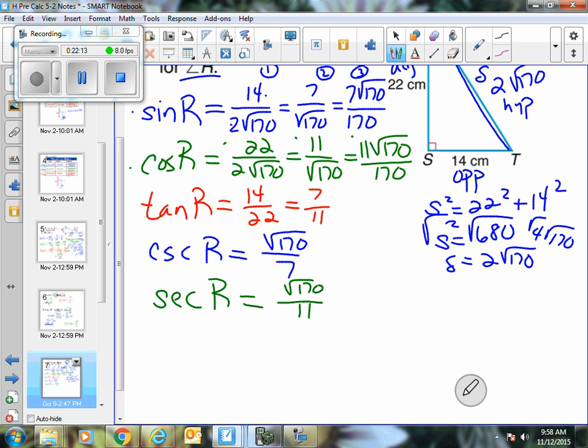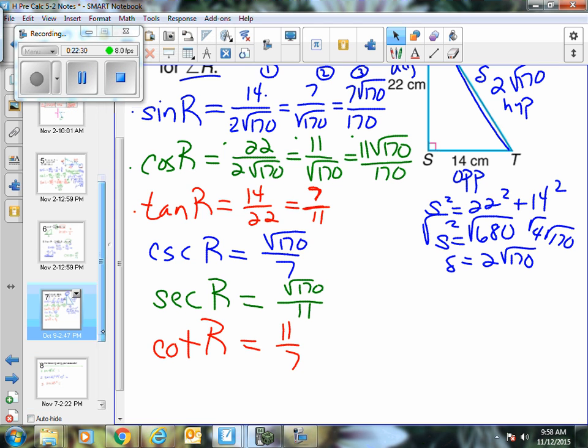All right, and then the last one, the reciprocal of tangent is called cotangent. So cotangent, I would flip the one that's already reduced. So I would flip the 7 over 11, and that would be 11/7. So we can write those trig ratios pretty quickly as we go through and do that.